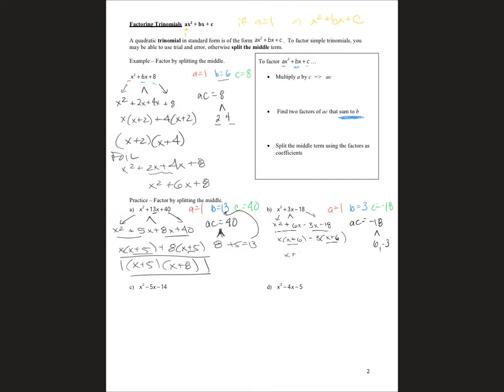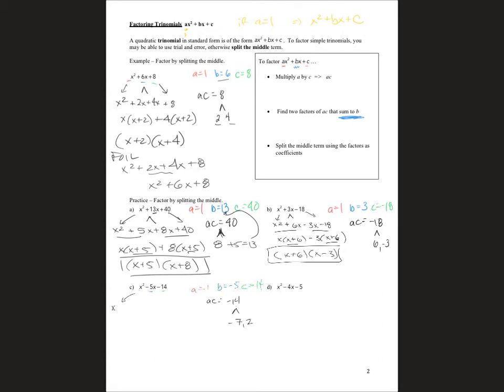Factor out the greatest common factor from each. And FOIL to check. Next one. A is 1. B is negative 5. C is negative 14. So AC is negative 14, looking for two numbers that multiply to give me negative 14, but add to give me B, negative 5: negative 7 and 2.